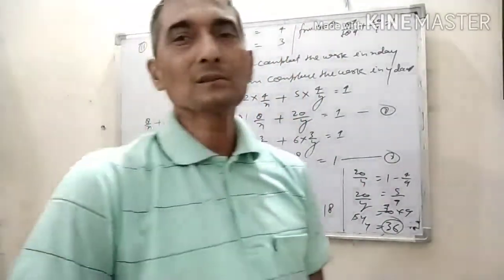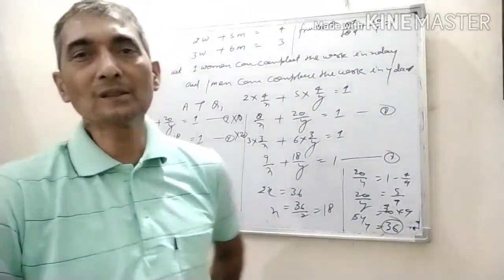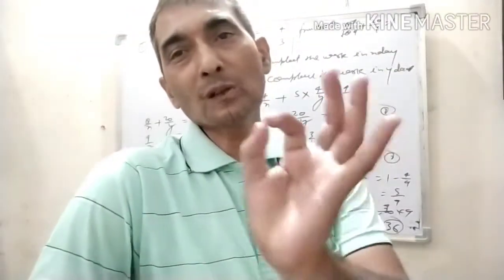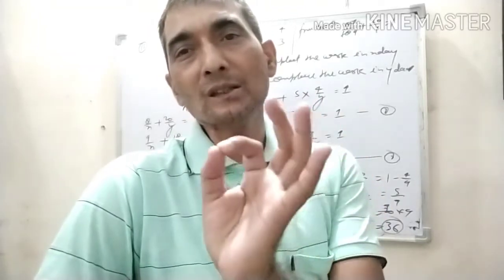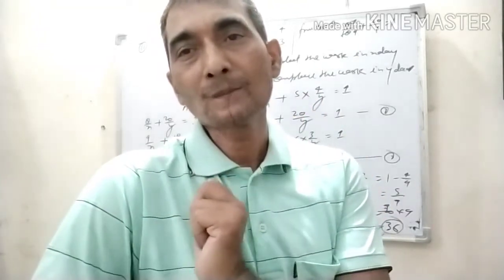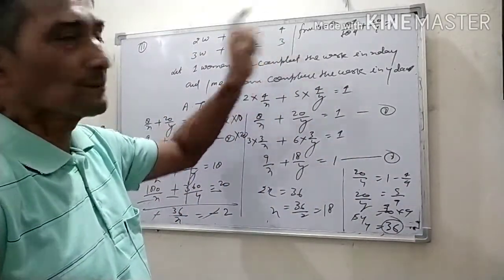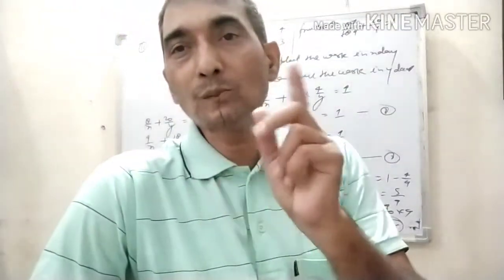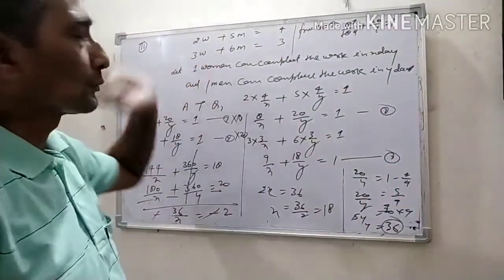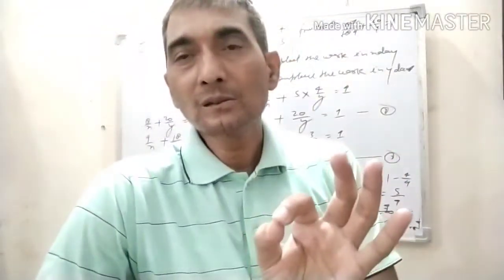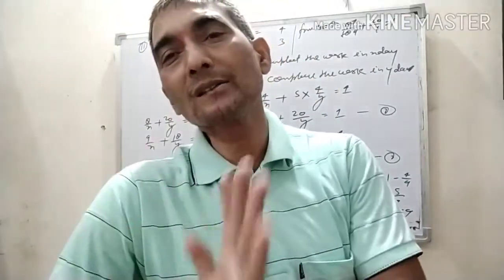I considered that one woman can finish the work in X days and one man can finish the work in Y days. If one woman can finish the work in X days, therefore work done by one woman in 1 day equal to 1 by X. According to ATQ1, total work being done in 4 days. Therefore, work done by one woman in 4 days, that is 4 by X. Total number of women 2. Therefore, work done in 4 days by 2 women, that is 2 into 4 by X, that is 8 by X.